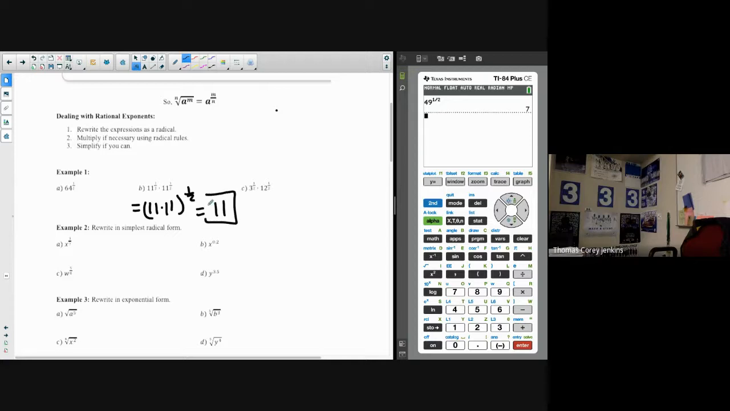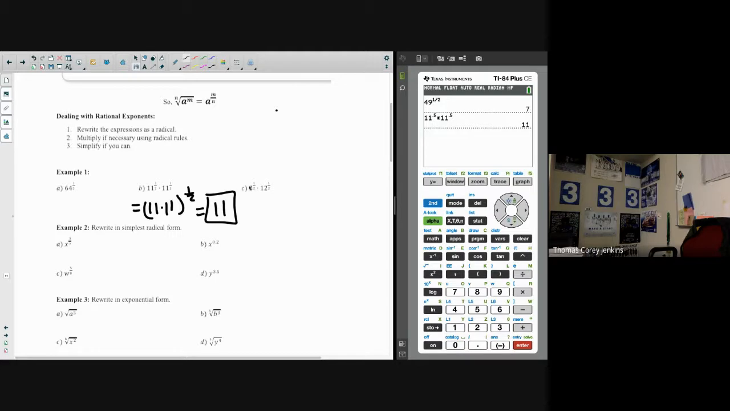Now, if you don't remember that, then worst comes to worst, you just type it in. 11 to the power of 1/2 or 0.5, you can type it either way, times 11 to the power of 1/2 does give me 11, okay?